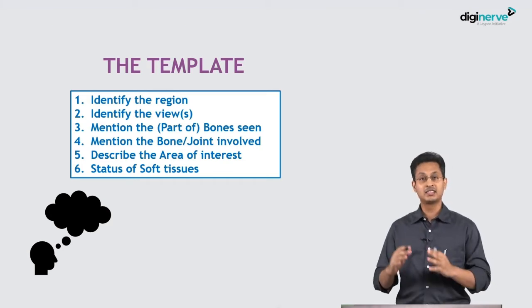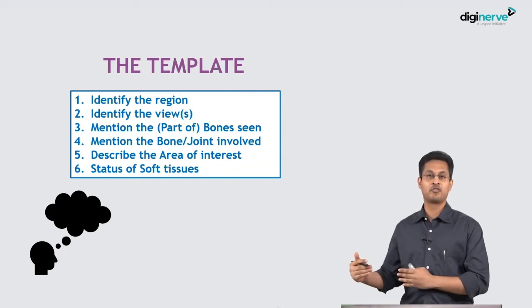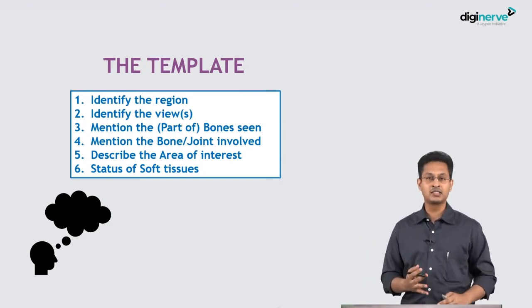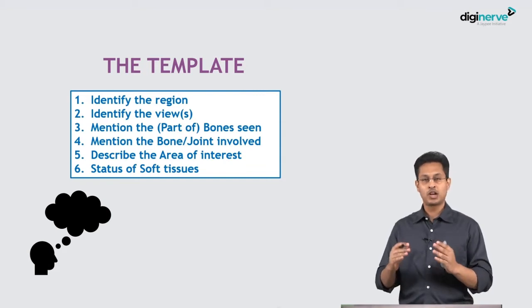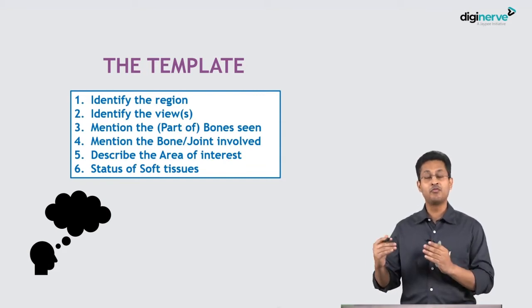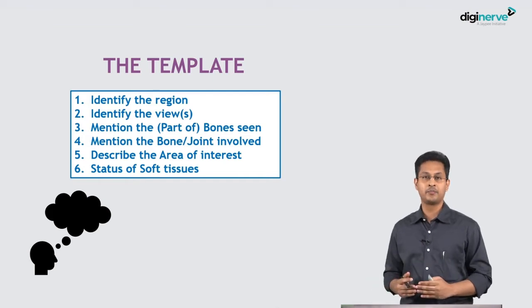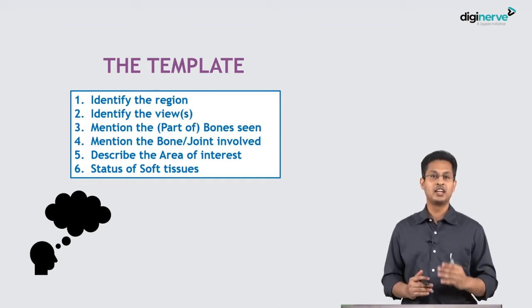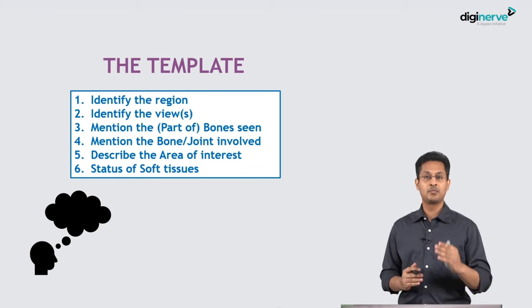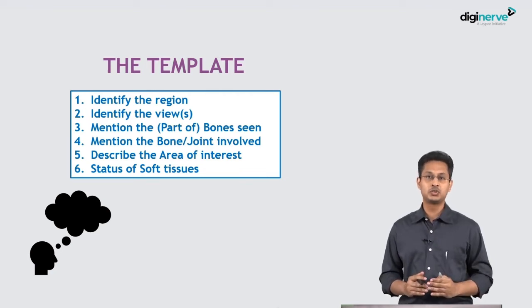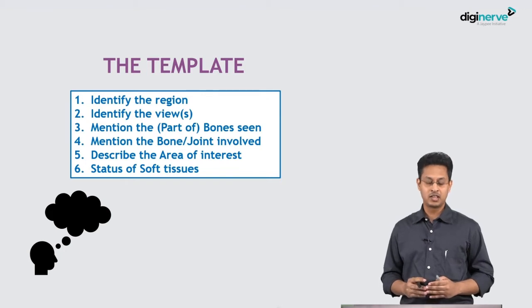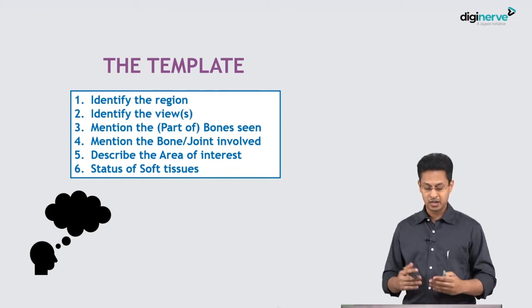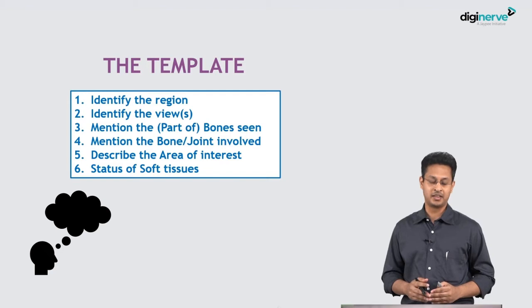The fifth part is the actual area of interest. It could be a fracture, a tumor condition, an inflammatory condition, whatever it may be. And sometimes it is possible to describe the condition of the soft tissues even on X-ray films. I'll take you through some examples, so that will give a much better idea of what I'm trying to tell here.